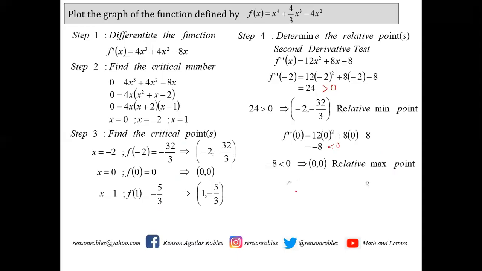And finally, we look for f double prime of 1. So we have 12 times 1 squared plus 8 times 1 minus 8, and that is equal to 12. And since 12 is greater than 0, then the point 1, negative 5 thirds is a relative minimum point, confirming the theorem that I presented earlier.